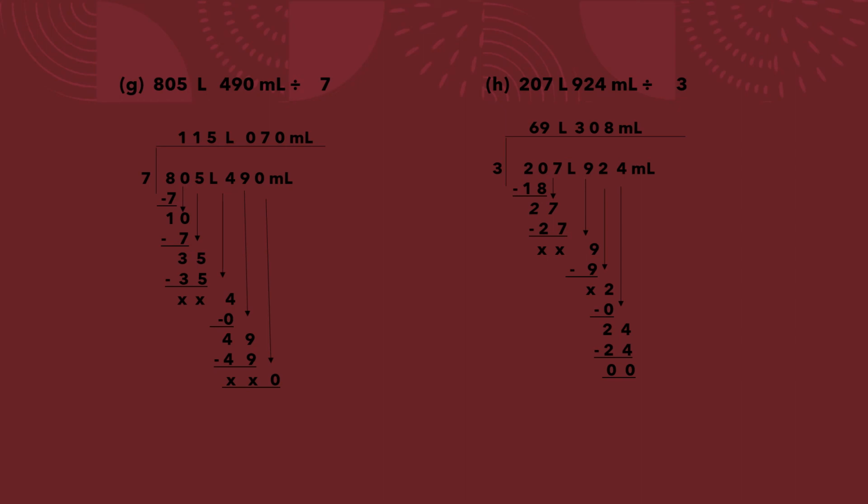Always in division, children, you have to start from the liter side, then you will go towards milliliter side. Whereas in case of addition, subtraction and multiplication, you will always start from the milliliter side and then you will go towards liter side.